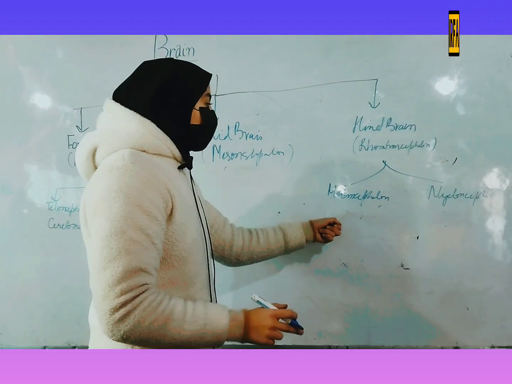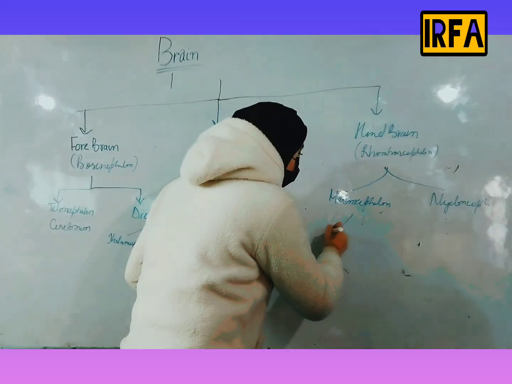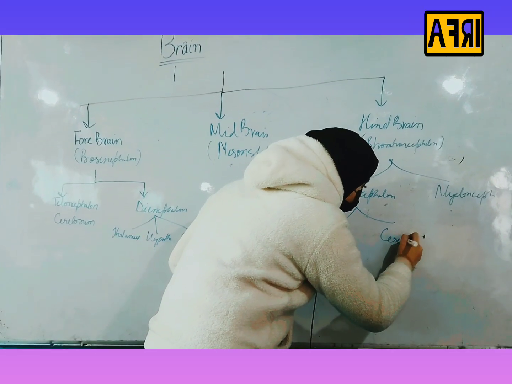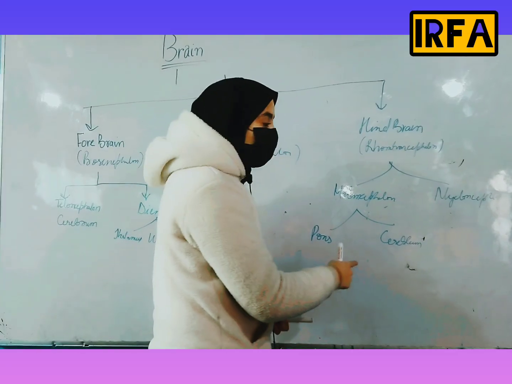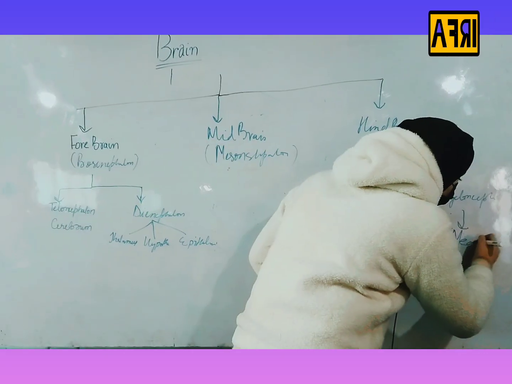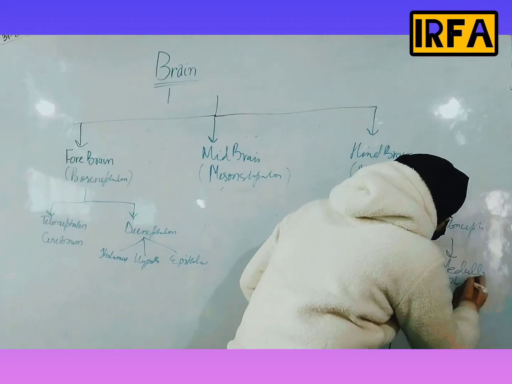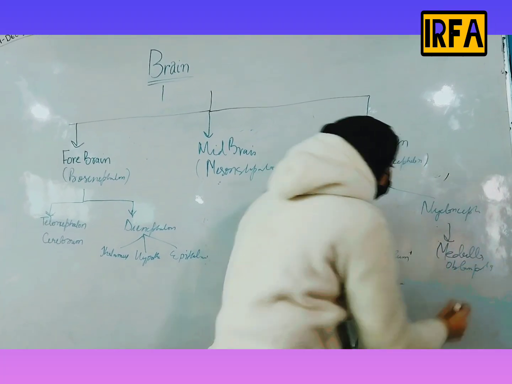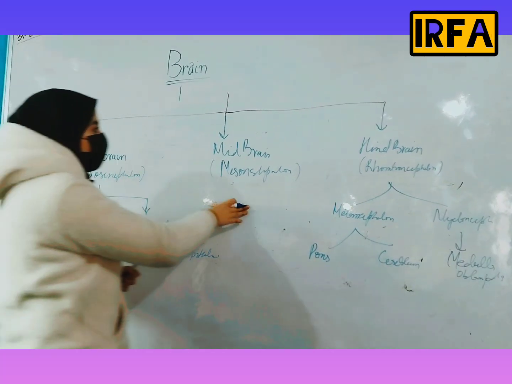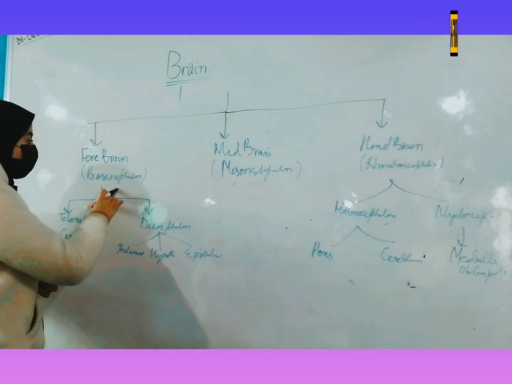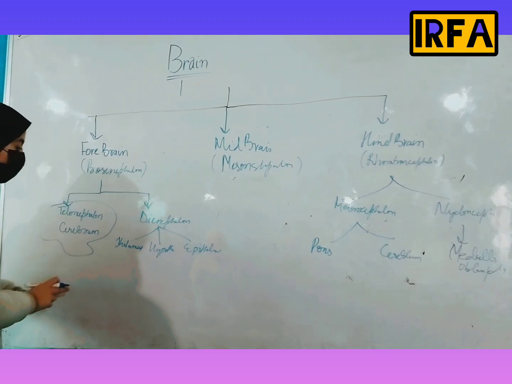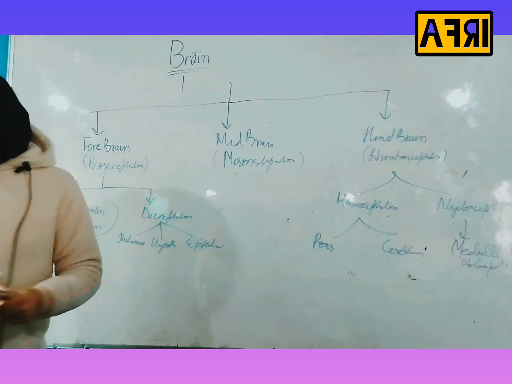Now, what comes in metencephalon? It's pons and cerebellum, which we call the little brain. Myelencephalon is medulla oblongata. So this was the breakup chart for the brain. First, we will go through forebrain, then midbrain, then hindbrain. So, forebrain, first we will talk about telencephalon. And in telencephalon, we will talk about cerebrum.